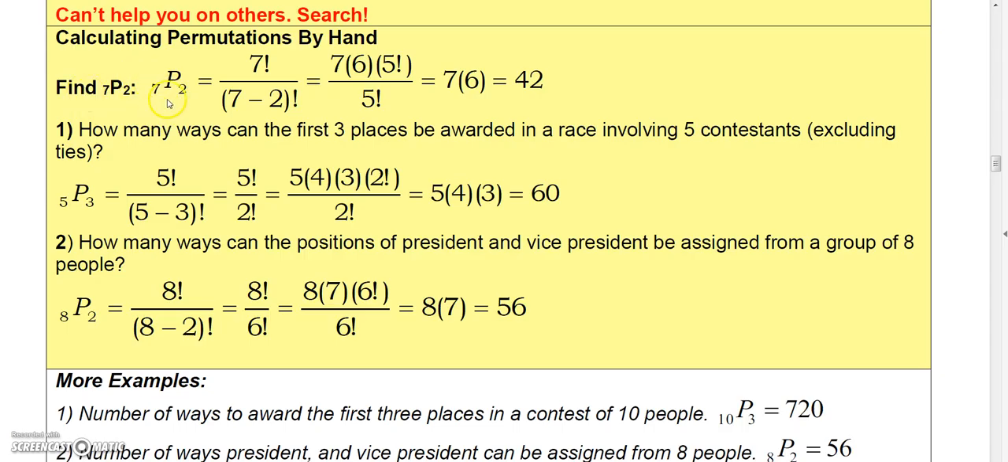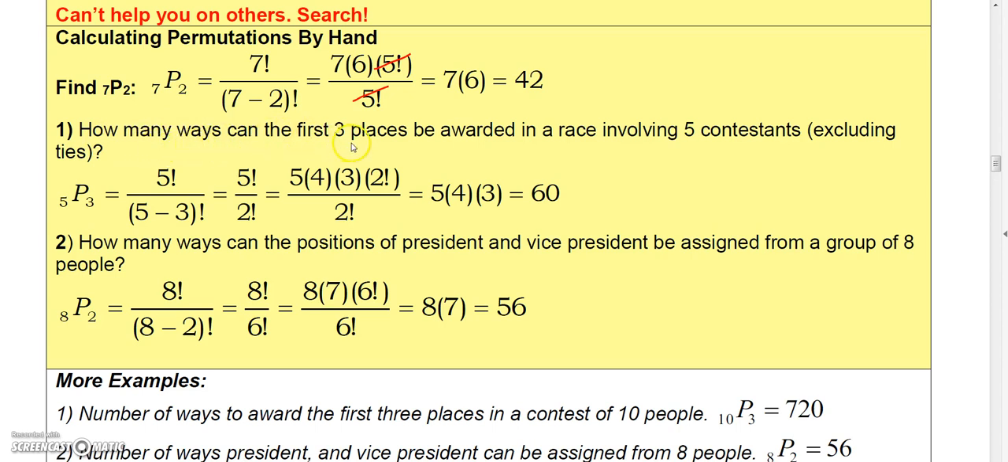So here's another one by hand. 7P2 would be 7 factorial over (7 minus 2) factorial, and that's going to be 5 factorial. Well, you can use your little shortcut I showed you earlier. Since we know this is going to be 5 factorial in the denominator, we can write 7 factorial as 7 times 6 times 5 factorial, and then of course we can cancel the 5 factorials and just get 7 times 6, which is 42.